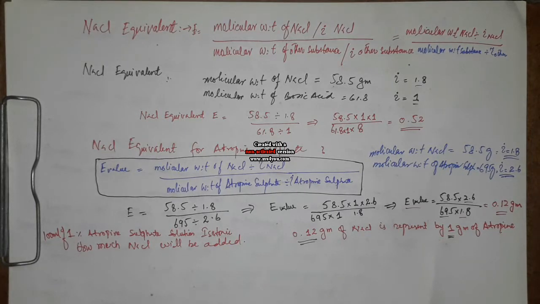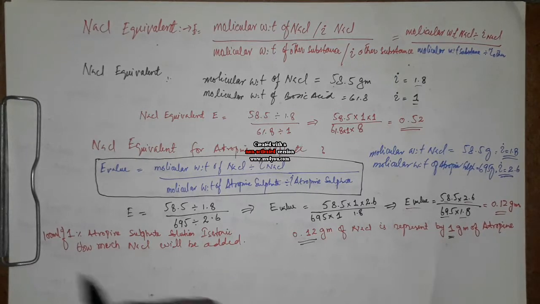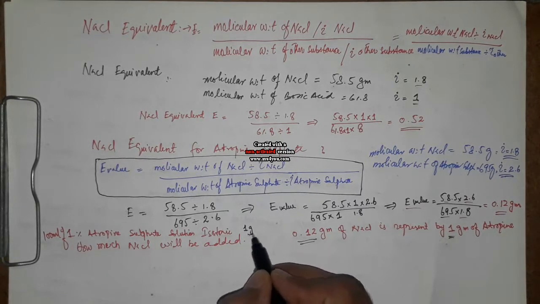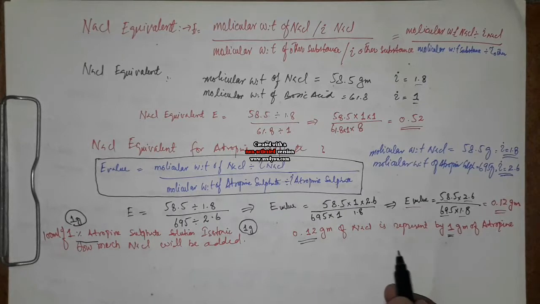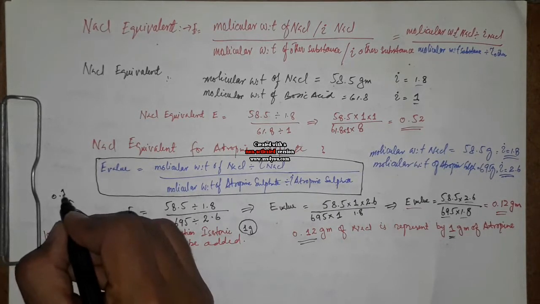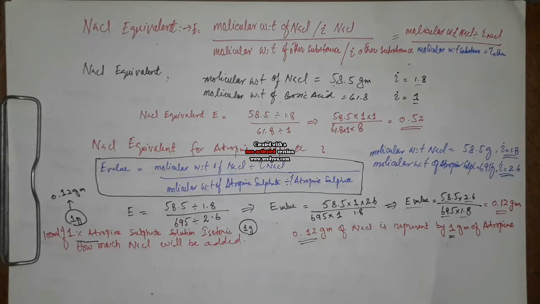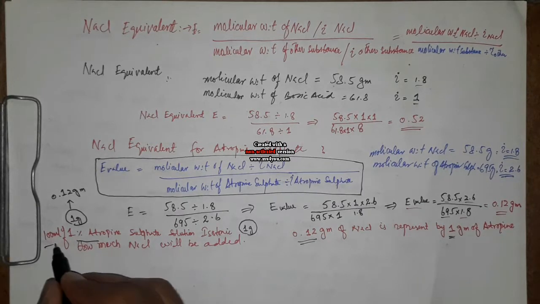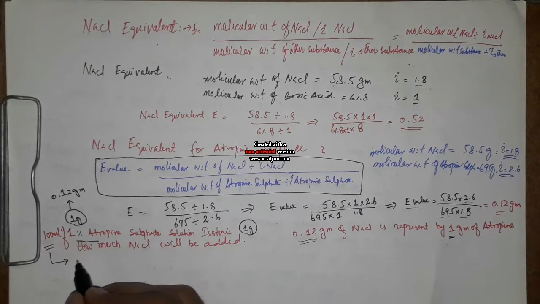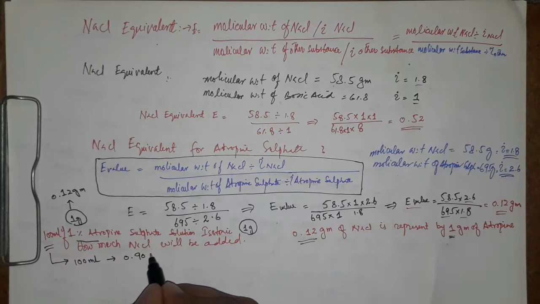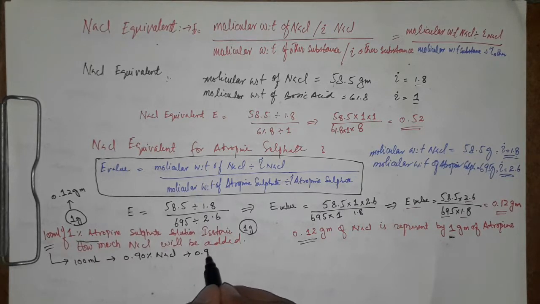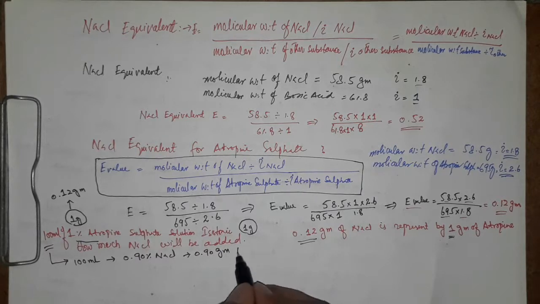Now it became a bit easier: 1% means 1 gram. And this 1 gram represents 0.12 gram of sodium chloride. But to make a 100 ml solution isotonic, we have to add 0.9%, or 0.90% sodium chloride, or 0.90 gram of sodium chloride.